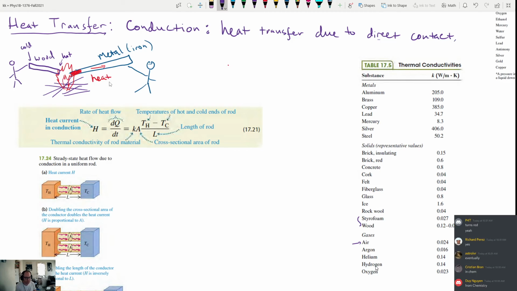Argon is even better. Oxygen's about the same as air, not too surprising. Hydrogen and helium are even better insulators, right? So the numbers down here that are really low mean that these substances are good insulators, which is why we make homes out of bricks, because bricks are good insulators. It's why we fill the walls of our homes with air.